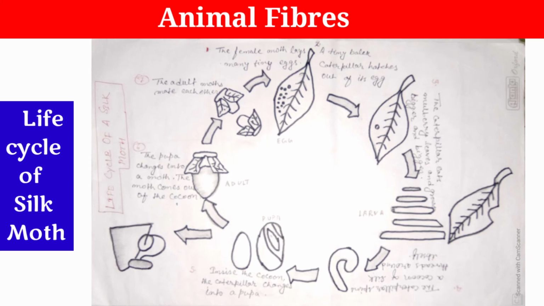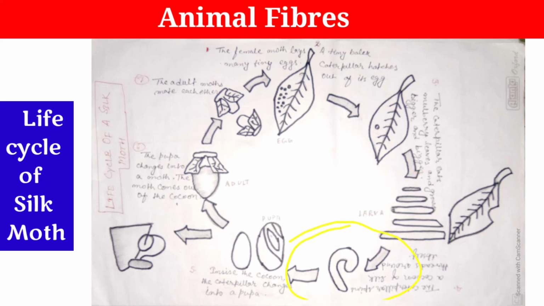Look at this picture. See, first the female moth lays many tiny eggs on the leaves, look at this figure. Second, a tiny black caterpillar hatches out of its egg. Now in third, the caterpillar eats mulberry leaves and grows bigger and bigger. See how it eats these leaves.